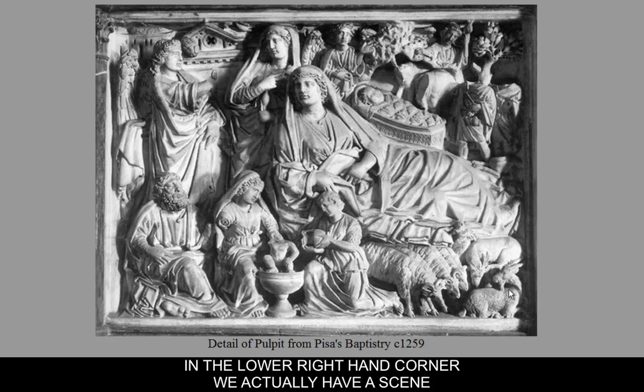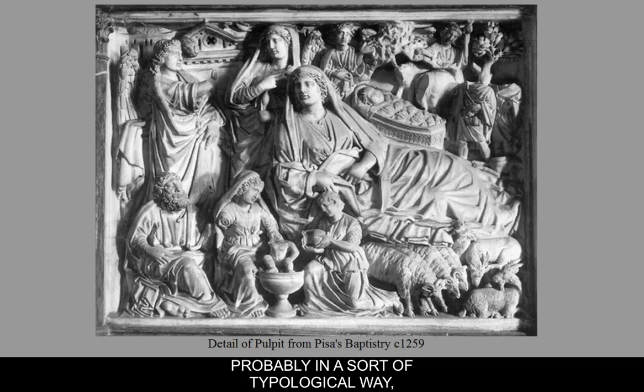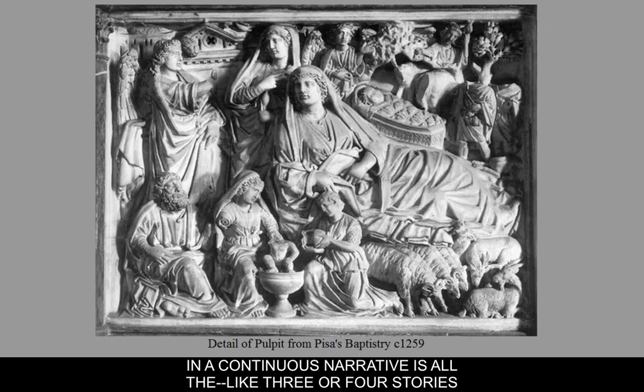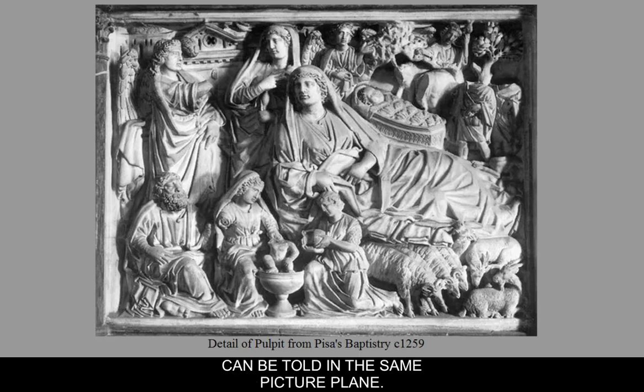In the lower right-hand corner, we actually have a manger scene, but it also references, probably in a sort of typological way, the story of David and David being a good shepherd, and this is the birth of David. So we have all of the main elements in a continuous narrative, and a continuous narrative is where 3 or 4 stories can be told in the same picture plane. And all of these stories are told in a way that's very similar to the sarcophagus of Junius Bassus, also very similar to the stained glass window we looked at, and also have some other historical precedents or antecedents.